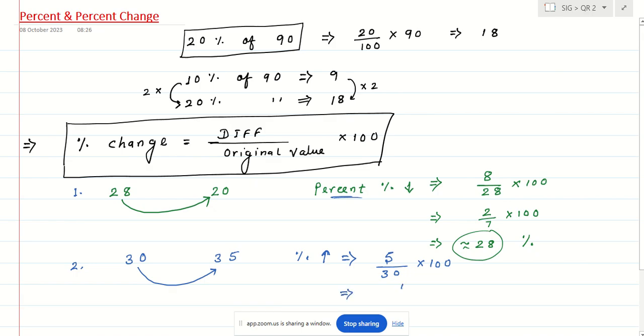So how much will we get here? I'll get 1 by 6, 1 by 6 into 100. Basically, you should know the percentage value of 1 by 6, that is 16.66 percent.